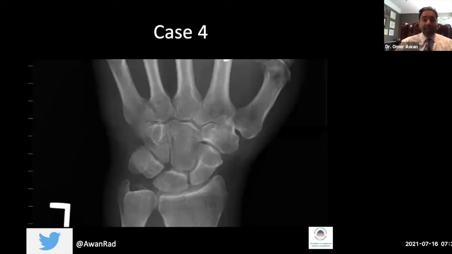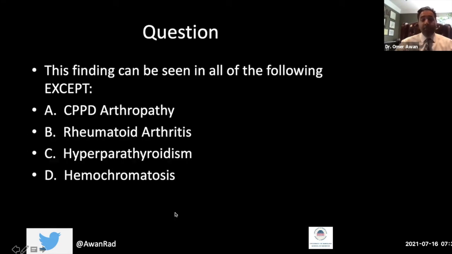All right, this is case number 4. We see a wrist x-ray. We see a radiographic finding here. Okay. So there's something here and here. So this finding is seen in all the following except what? Do we not see this in CPPD arthropathy? Do we not see this in RA? Do we not see this in hyperparathyroidism? Or do we not see this in hemochromatosis? Okay, I like Robert Irwin and Muhammad Hamid's answer.